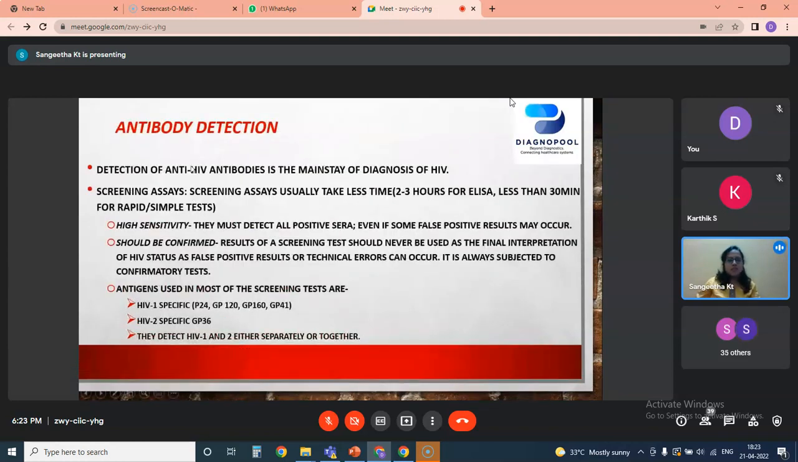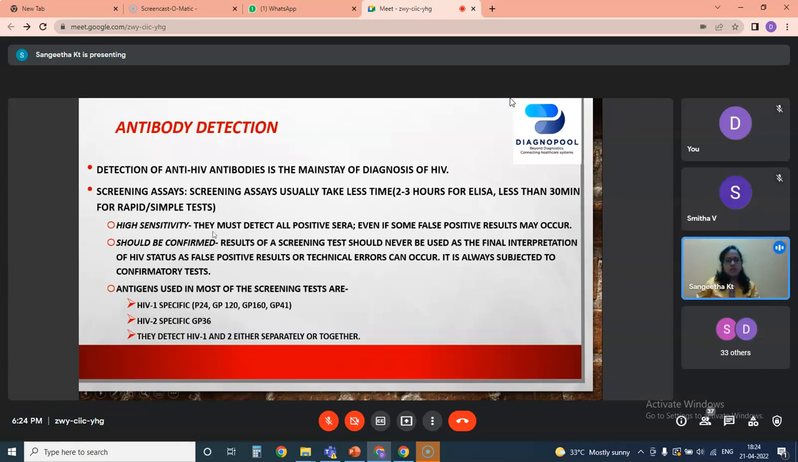Now first we will be discussing the various antibody detection methods. The detection of anti-HIV antibodies is the mainstay of diagnosis of HIV. The various screening assays which we use, as I discussed earlier, are mainly the ELISA format and the rapid or simple test. Very important to note is that these tests should be of high sensitivity. According to NACO, any test which has a sensitivity of more than 99.5% is a very good test for detecting HIV antibodies.